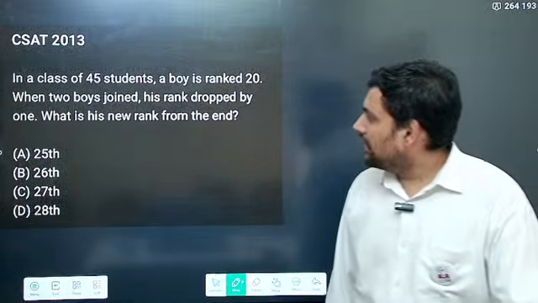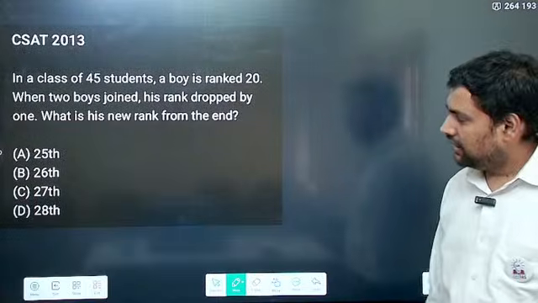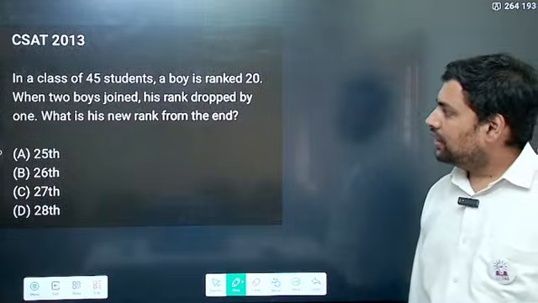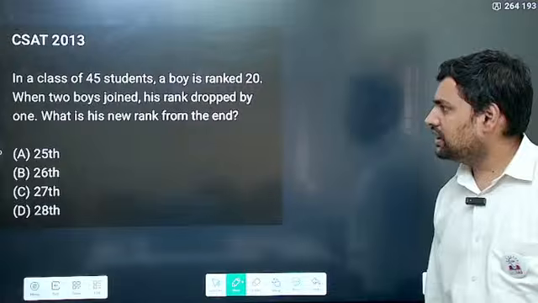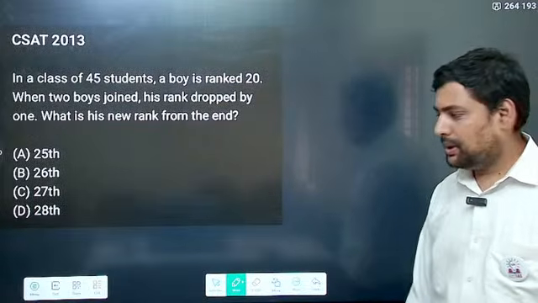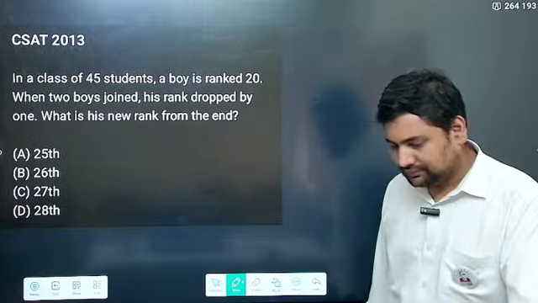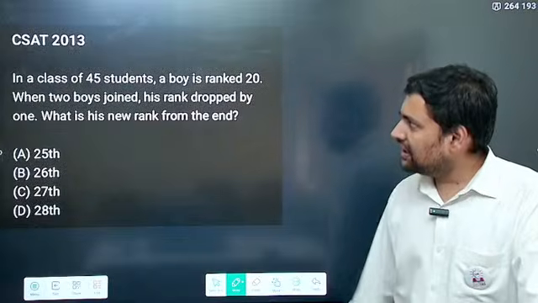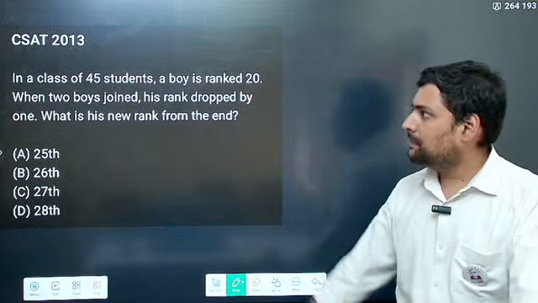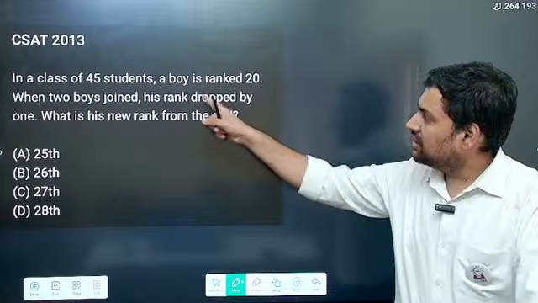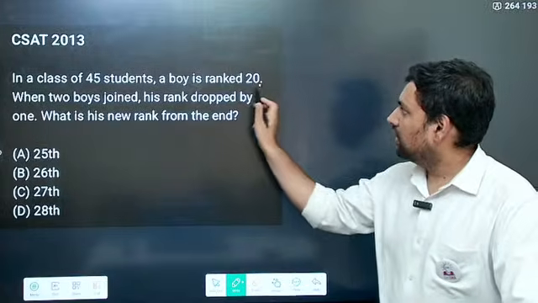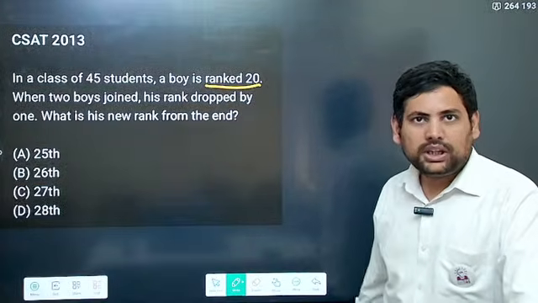In a class of 45 students, a boy is ranked 20. Okay. When two boys joined, his rank dropped by 1. What is his new rank from the end? Now, first thing that you need to decipher here is in a class of 45 students, our boy is ranked 20. From which direction would it be?